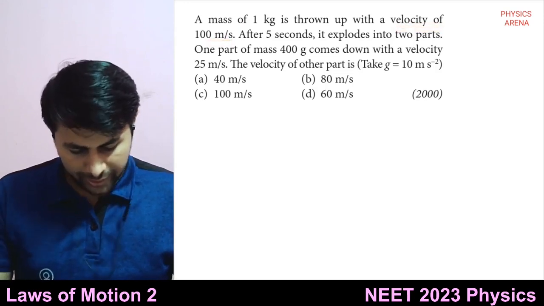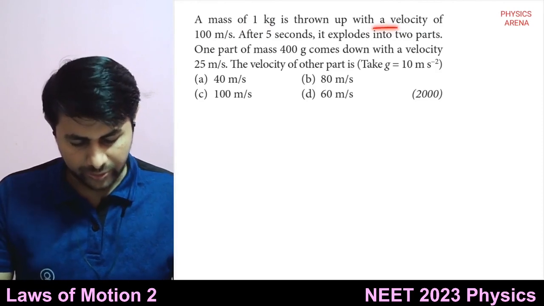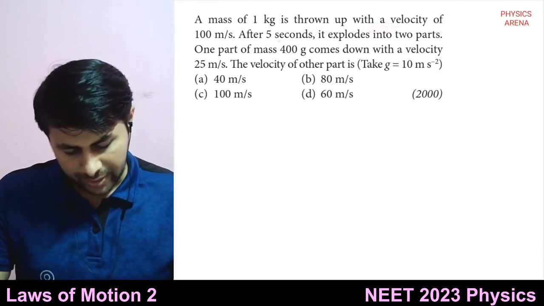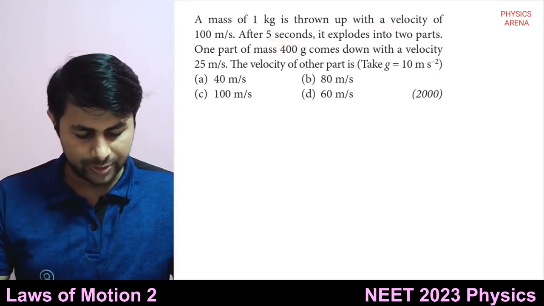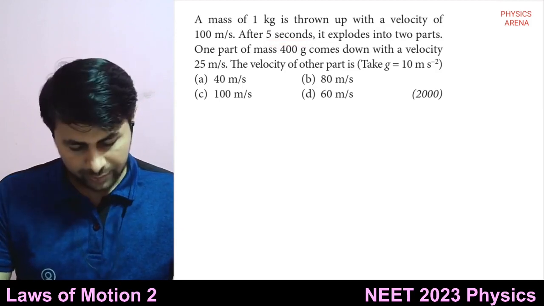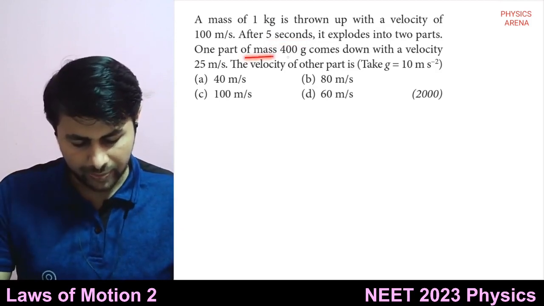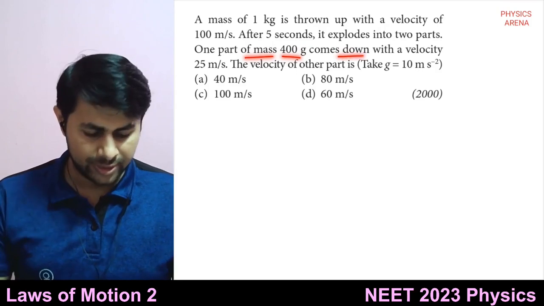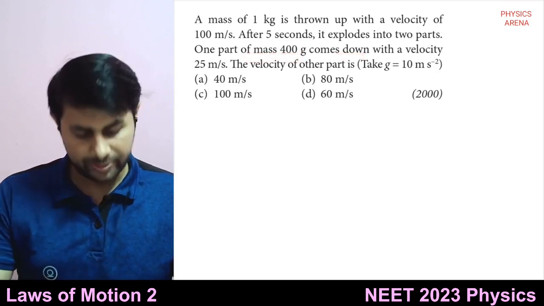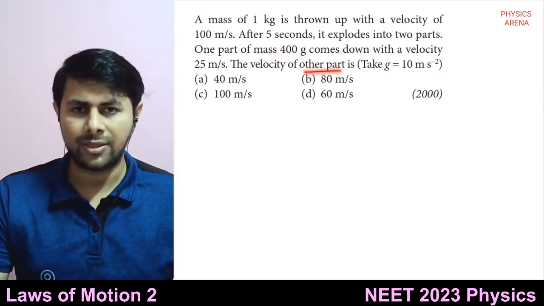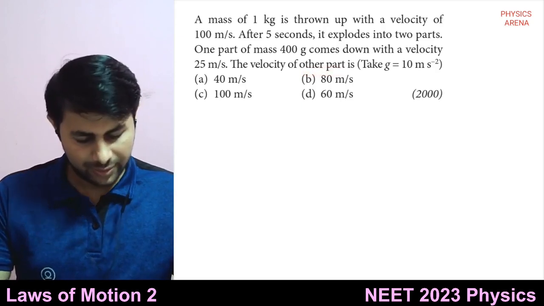Okay, a mass of 1 kg is thrown up with the velocity of 100 meters per second. After 5 seconds, it explodes into two parts. One part of 400 gram comes down with a velocity of 25 meters per second. The velocity of other part is?